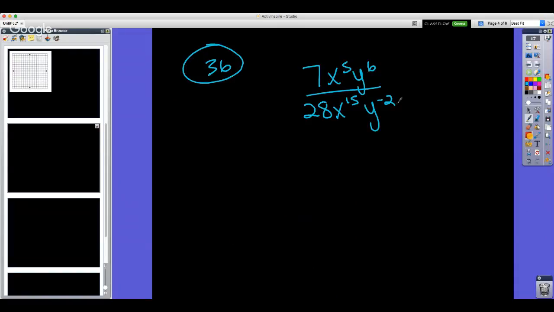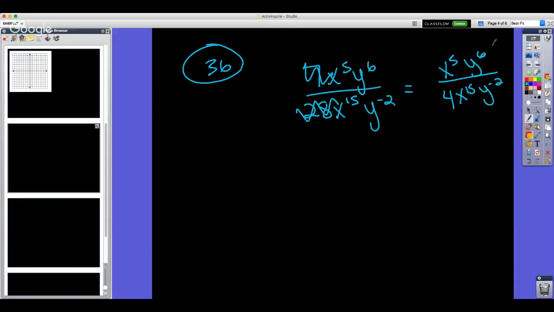Memorize this one. You're good. Okay, so 7 and 28, what do we get there? 4. Good. We're going to put 4 on the bottom, right? Because the larger number was there. So we have x to the 5th, y to the 6th here, x to the 15th, y to the negative 2nd.